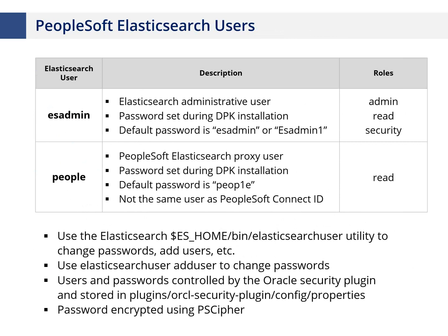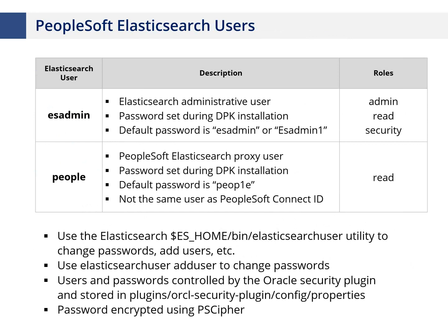So there's actually users set up at the Elasticsearch layer. By default, Oracle gives you 2 users, and you can change the names of these if you want. So there's ES admin and people. And the people user has nothing to do with the PeopleSoft Connect ID. So a lot of people say, oh, well, it's all connected in the same user. No, it's actually 2 totally separate users. They have nothing to do with each other, and they're not related at all. They're just kind of the same name of the user.